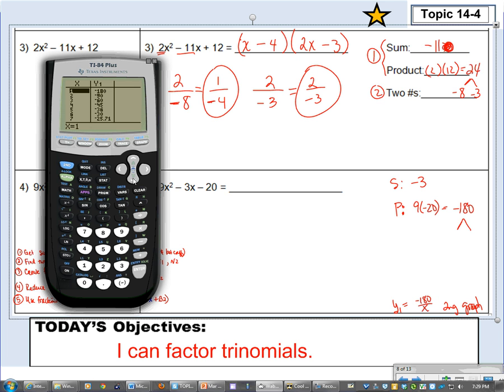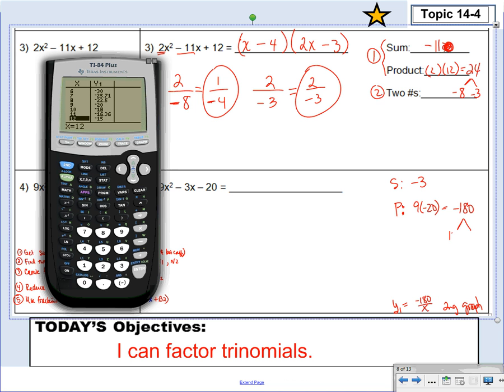I can do in my head 1 times negative 180 will not add up to negative 3. 2 plus a negative 90, not a negative 3. 3 and negative 60, still not a negative 3. 4 minus 45, that's a negative 41. 5 and negative 36, I'm still in the 30s. 6 and negative 30, that still gives me a negative 24 when I add them. I can skip the ones with decimals. 9 and negative 20. 9 plus a negative 20 is a negative 11. Still doesn't work. 10 and negative 18. Add it together will give me a negative 8. 11 has a decimal. We have 12 and negative 15.